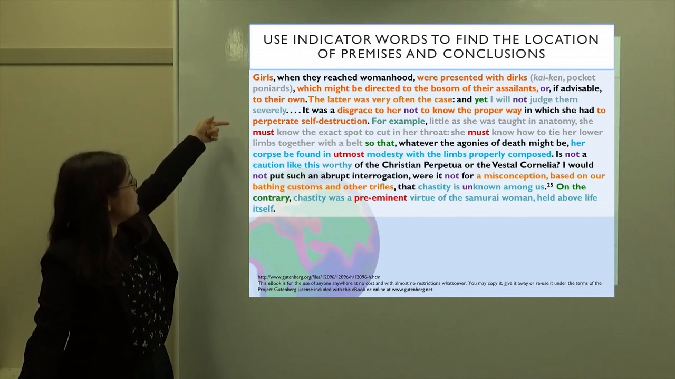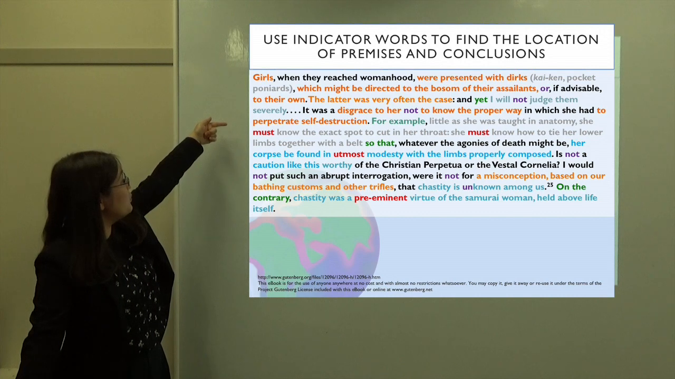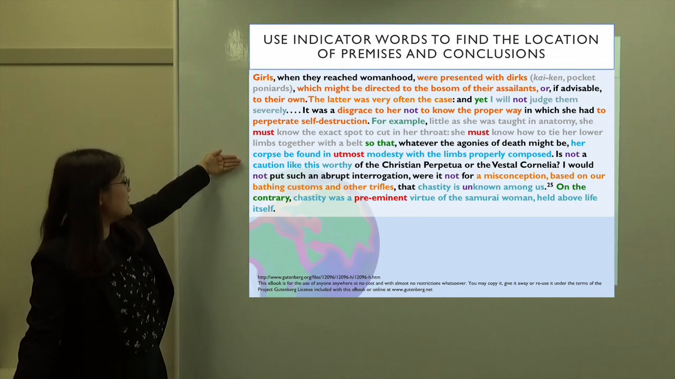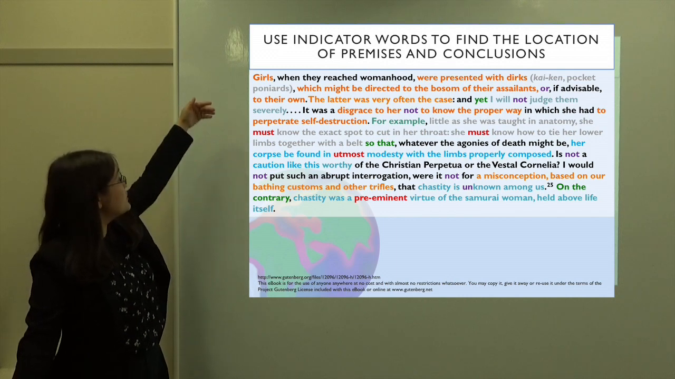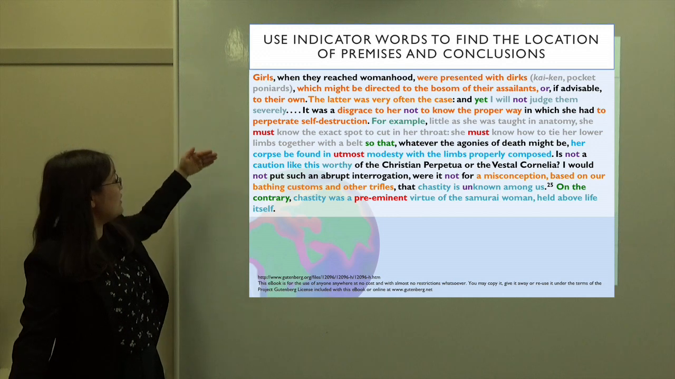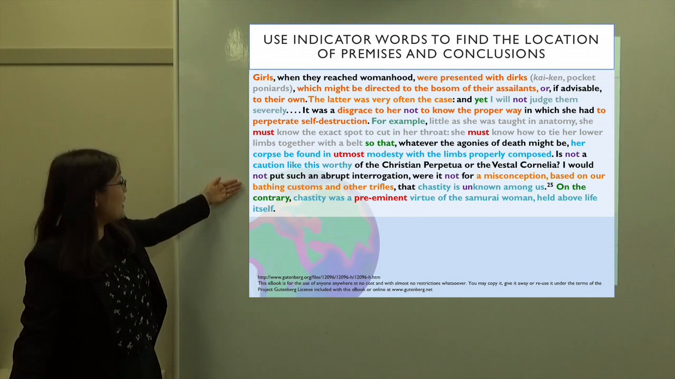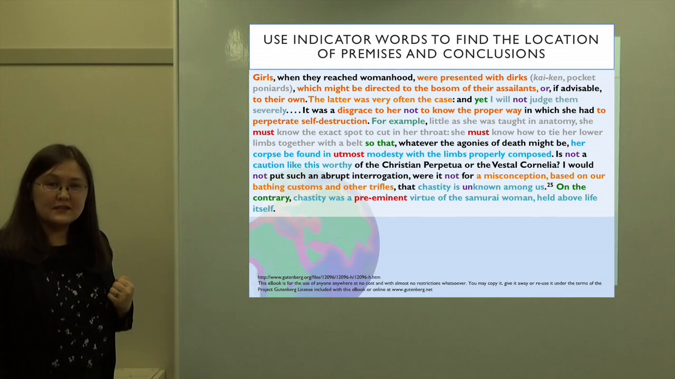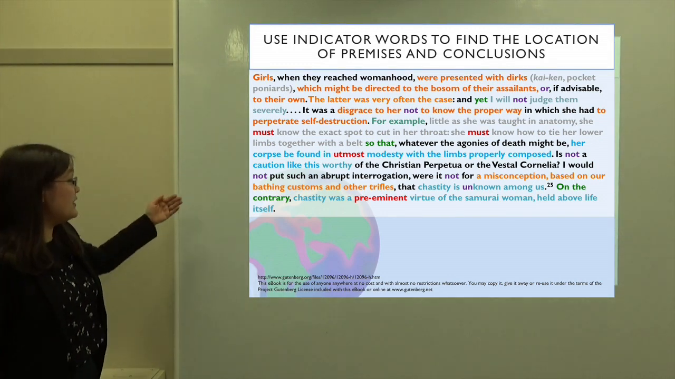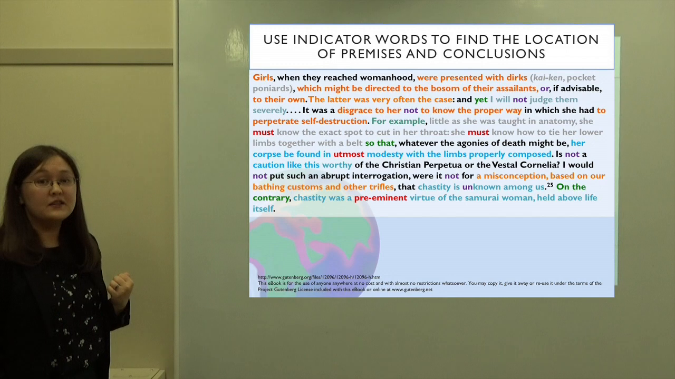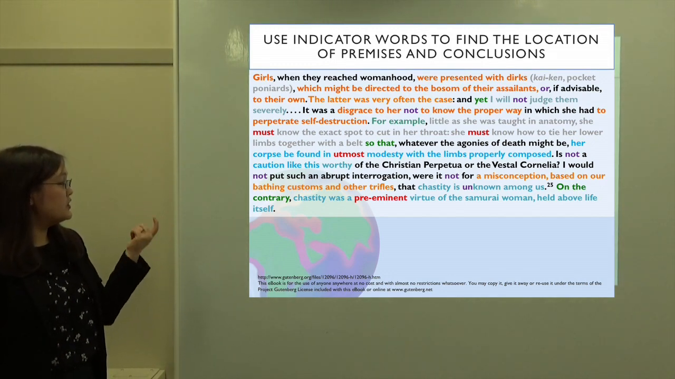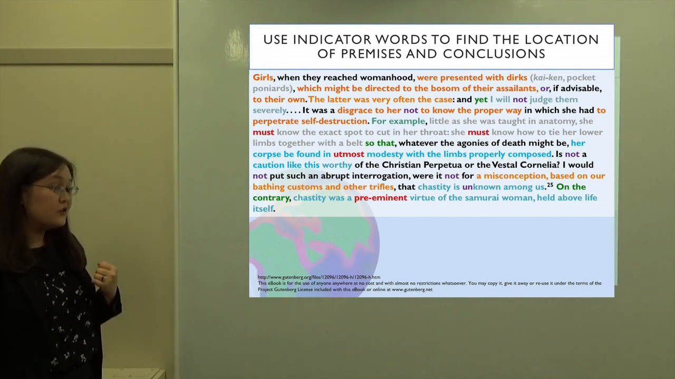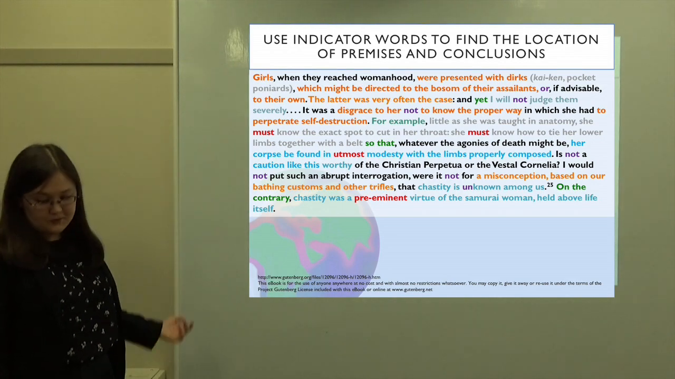So, it was a disgrace to her not to know the proper way. Why? Because her corpse must be found in utmost modesty. So, orange is the premise, and blue is the conclusion. Here we have a premise: there's a misconception. As a result of that, I need to explain that chastity is known among us. Remember that "un" plus "not" can change to the opposite meaning. So "chastity is known among us" is the conclusion from the misconception.